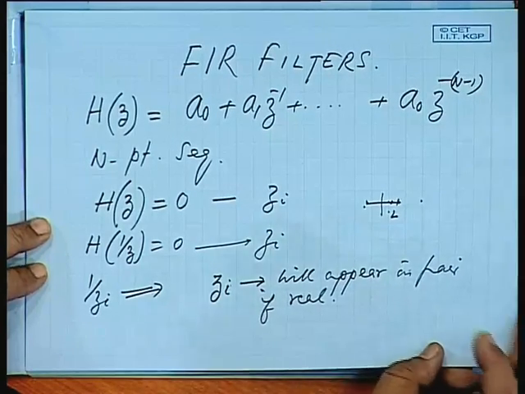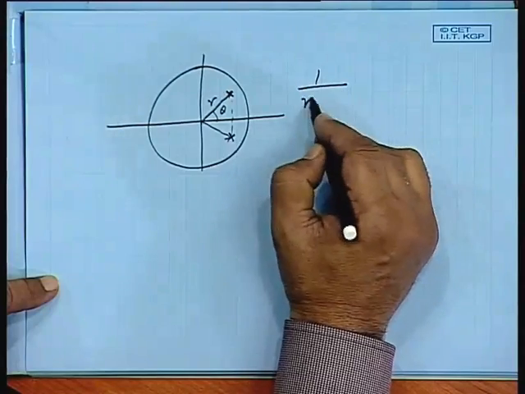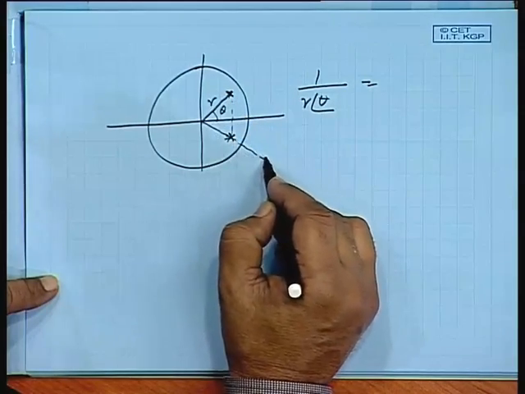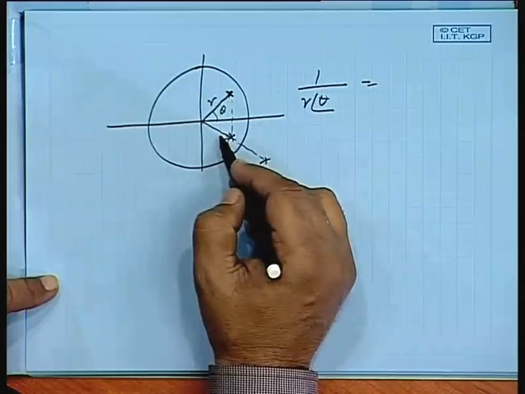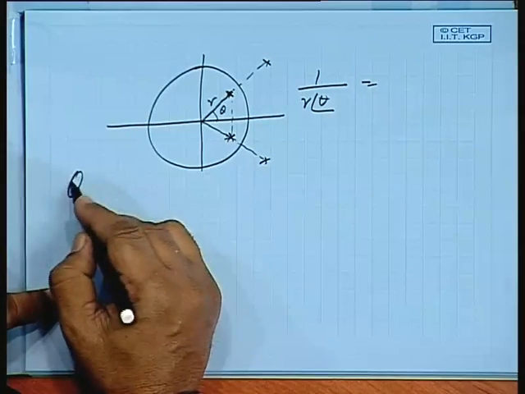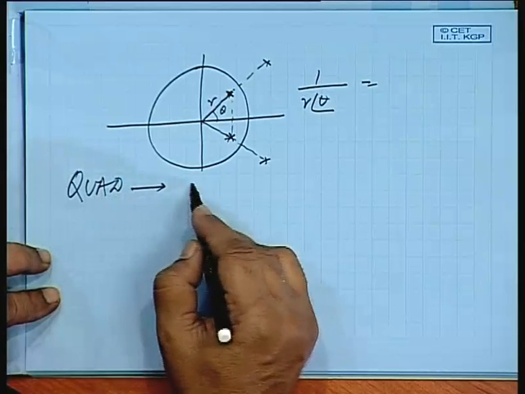Suppose the roots are complex, then let us see, this is just a unit circle, there is a complex root r theta, then r minus theta is also a root. Since this is a root, 1 by r theta is also another root. So, 1 by r theta, theta will become minus theta, so is a root here, and 1 by r minus theta will be here. So, basically there will be two pairs or a quad for complex roots.